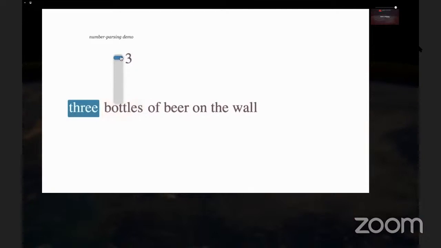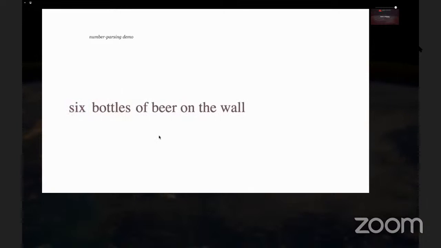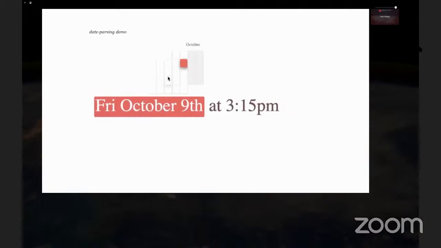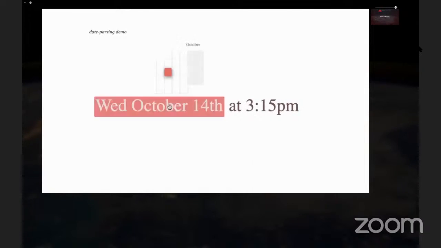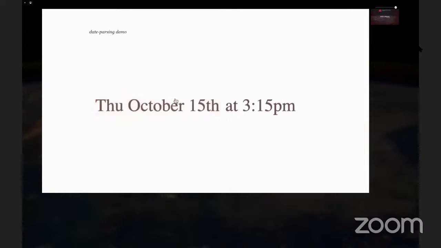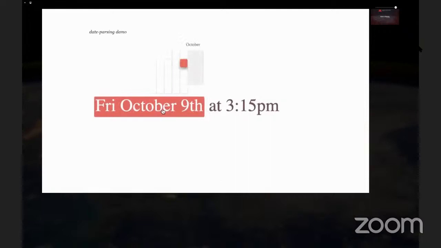And it's nice being able just to type and then being able to change the number without having to type again. Same with dates. We were working really hard on date parsing this year in particular. And being able to change a date like this without having to edit the text is really quite nice.